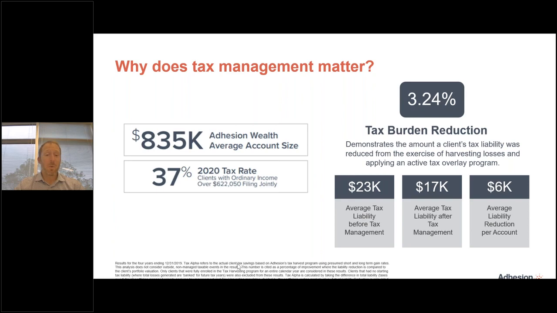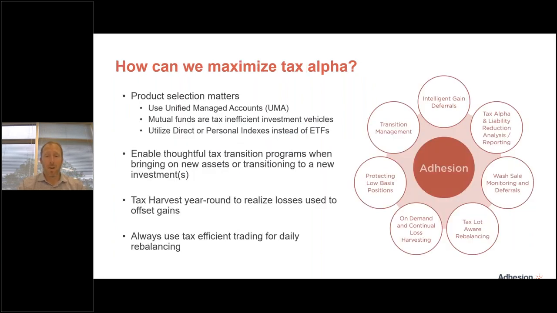So now that we've unpacked the why, what can we do to maximize this tax alpha that we just described? Here on this slide, we're showing the main levers that generate tax alpha. We have the product selection of an account, enabling thoughtful tax transition programs, tax harvesting year-round to realize losses and use that to offset gains, and then always using tax-efficient trading for daily rebalancing.